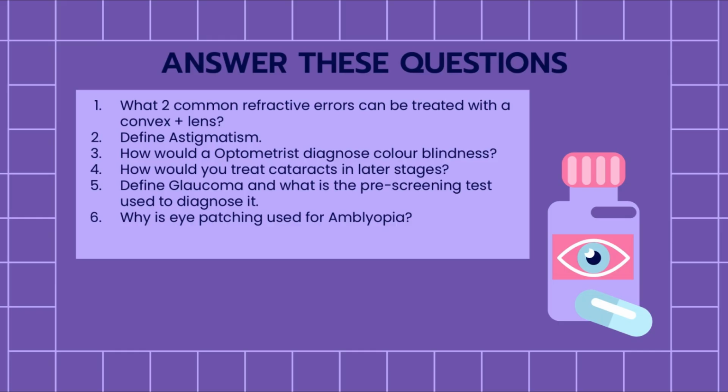That word is really hard to pronounce. The phacoemulsification and extracapsular cataract extraction. Good job. Now define glaucoma, and what is the pre-screening test used to diagnose it? Fluid buildup and increased intraocular pressure and damages the optic nerve. Be confident about your answer, you're right.